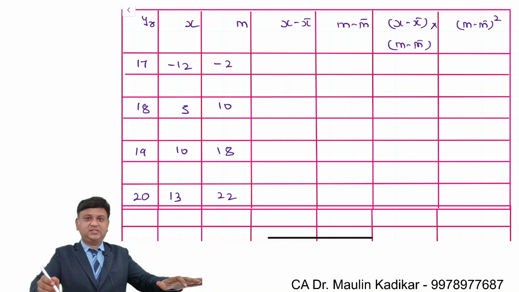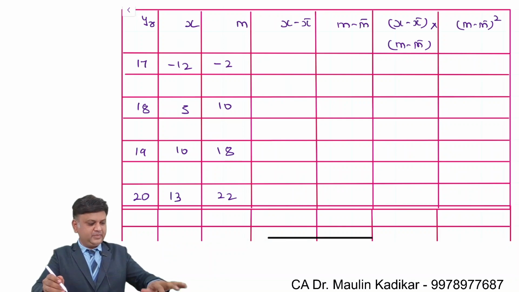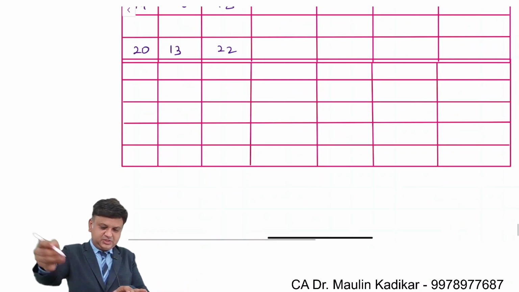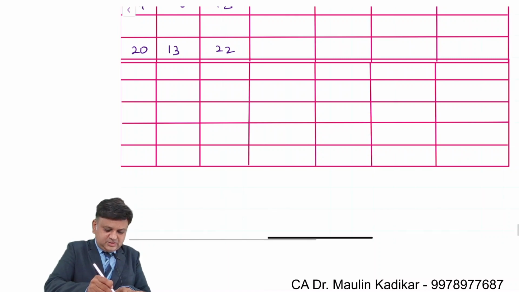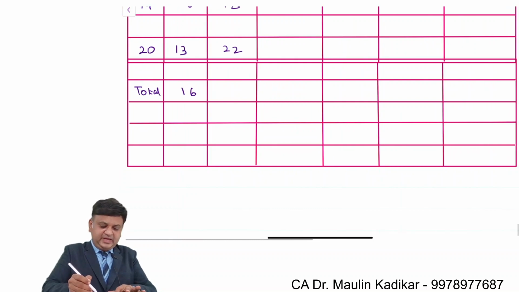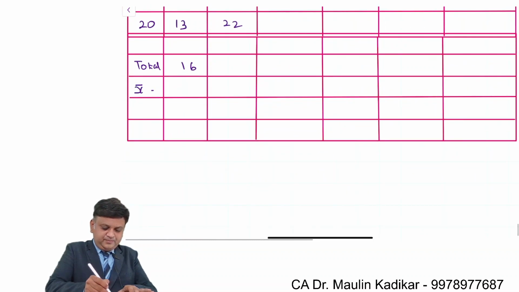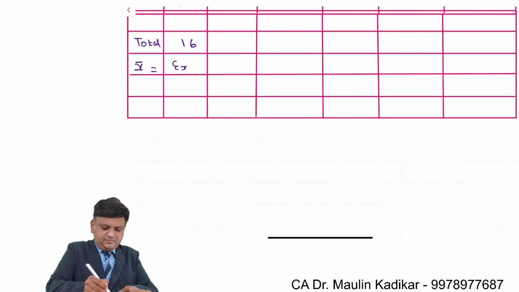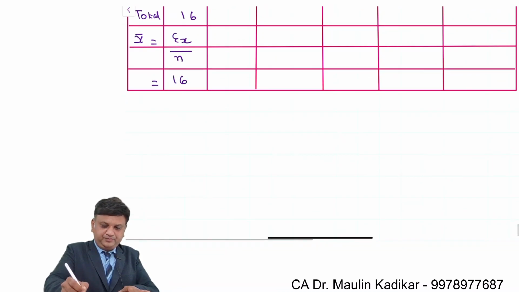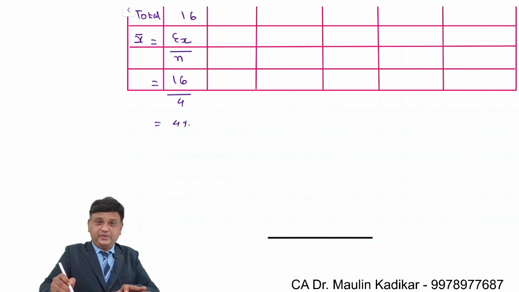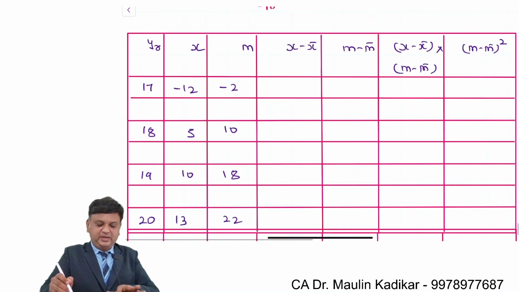For security X, the returns are negative 12 plus 5 plus 10 plus 13. So overall it is 16 percentage, that is, the total is 16. As far as the calculation of the x bar is concerned, x bar is very simple. It is summation x divided by n. So summation x is 16 divided by 4. That comes to 4 percentage. That is what we understand as x bar.